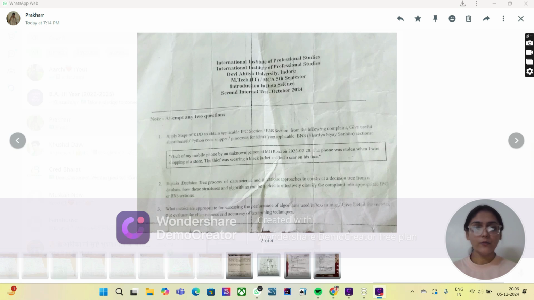Starting from the first question, which is: apply steps of KDD to obtain applicable IPC sections and BNS sections from the following complaint. Give a useful algorithm or Python code snippet process for identifying applicable BNS (Bharatiya Nyaya Sanhita) sections. Our reference is: theft of my mobile phone by an unknown person at MG Road on 2nd of 2022. The phone was stolen when I was shopping at a store. The thief was wearing a black jacket and had a scar on his face.